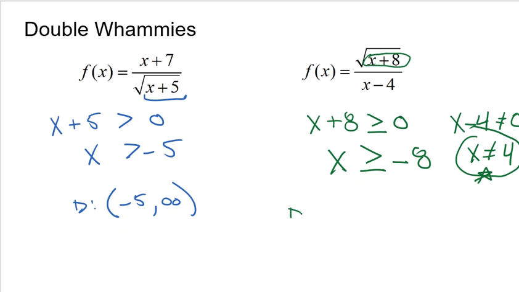So how do I express that as a domain? Well, I'm going to start at -8 because that's all the way to the left. Put a bracket because you are allowed to equal -8. And then you're going to continue until you hit 4. And then you're just going to simply step over top of 4.